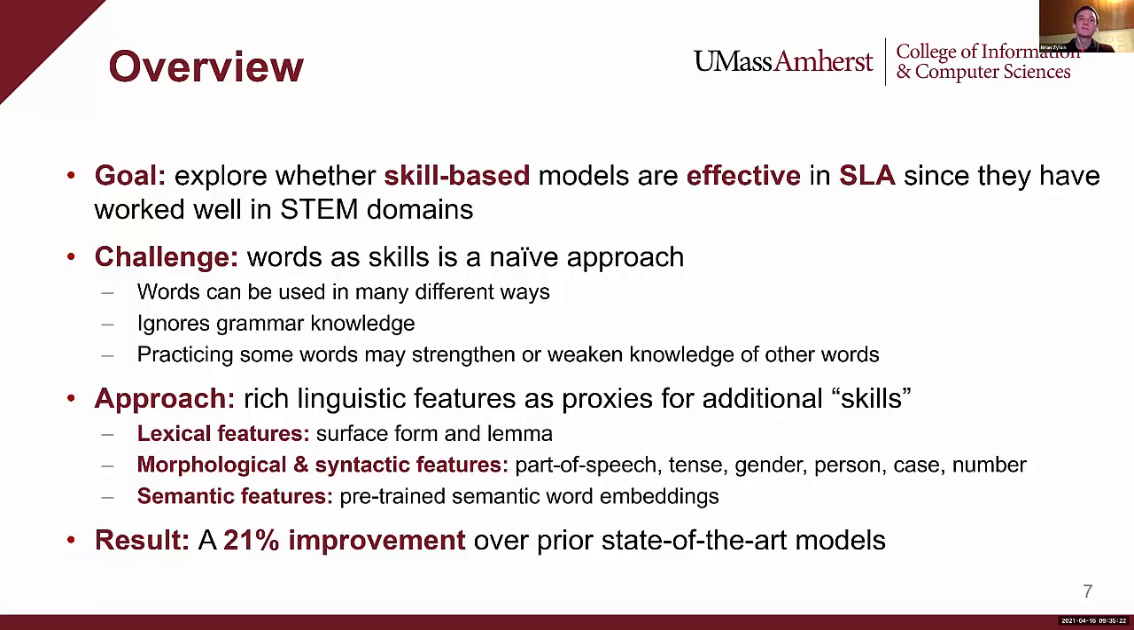So our approach is to use rich linguistic features as proxies for additional skills. We look at three main types: lexical features, morphological and syntactic features, and semantic features. As a result of using these linguistic features as skills, we see a 21% improvement in word recall probability prediction over prior state-of-the-art models.